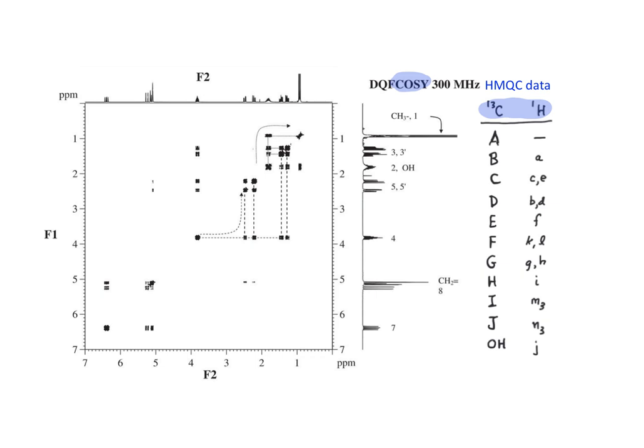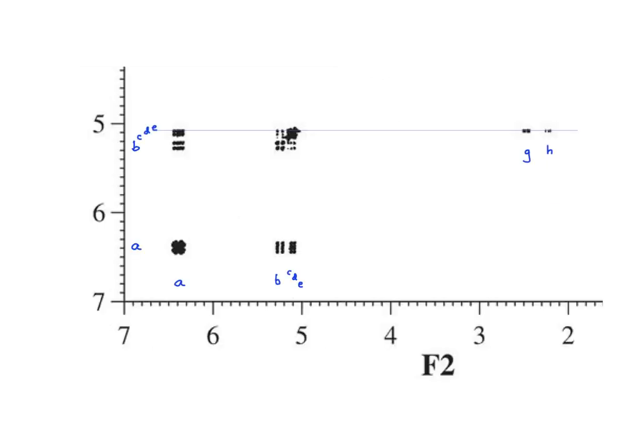Due to the complexity of the spectra, I recommend using expansions liberally when you're examining the spectra that you've obtained yourself. And I will try to provide those expansions as much as I can when using spectra from the textbook or from the literature. This is an expansion of the alkene region, which allows us to distinguish B from the cluster of peaks C, D, and E.